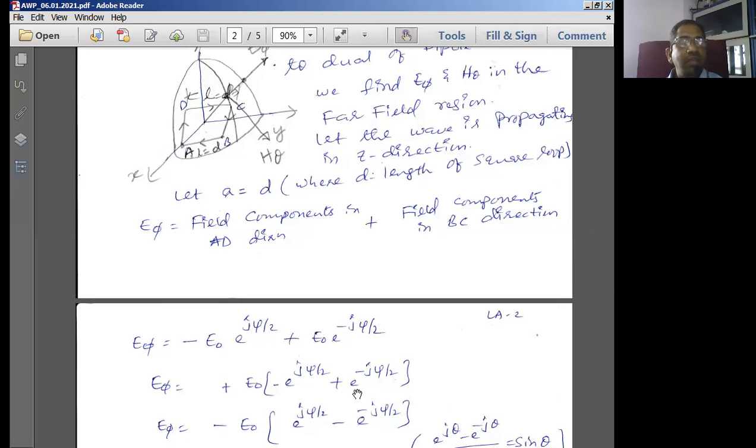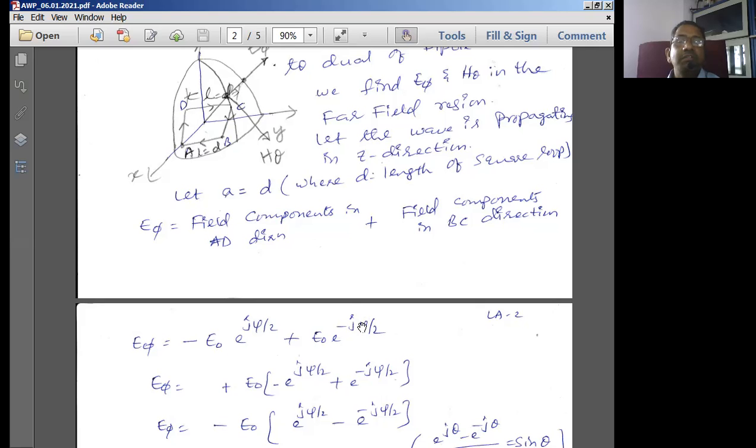Now with the basics of wave representation, we can represent the electric field as E naught into e power j xi by 2, where xi is the total phase difference. This minus is going to designate that the wave is propagating in the positive direction. When it comes to the negative direction, we consider plus, e power plus, and the phase is the opposite phase with respect to this. Therefore, I can write this as minus E naught e power j xi by 2 plus E naught e power minus j xi by 2.